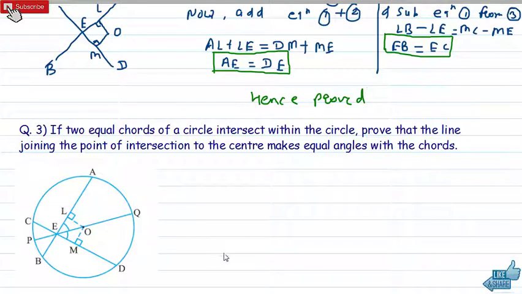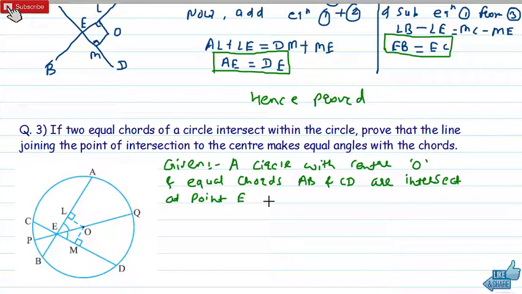Now see the last example, that is the third example. If two equal chords of a circle intersect within the circle, prove that the line joining the point of intersection to the center makes equal angles with the chords. So what is given here? The given part is really very simple. Given a circle with center O and equal chords AB and CD intersecting at point E. There is no mention of a diameter, so we will write that one in construction. Prove that the line joining the point of intersection to the center makes equal angles with the chords.